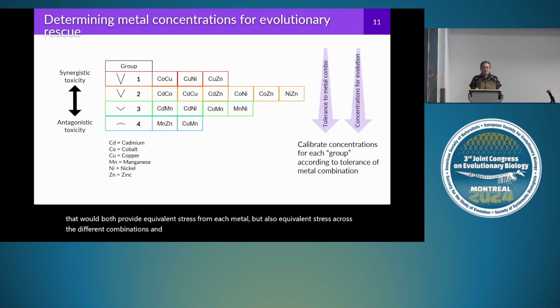And I don't have a lot of time right now to go into detail about how I did this, but very basically, I had to calibrate the concentrations based on the tolerance of the ancestor to the combination of metals, so I had to increase concentrations for less toxic antagonistic pairs and decrease them for more toxic synergistic pairs.